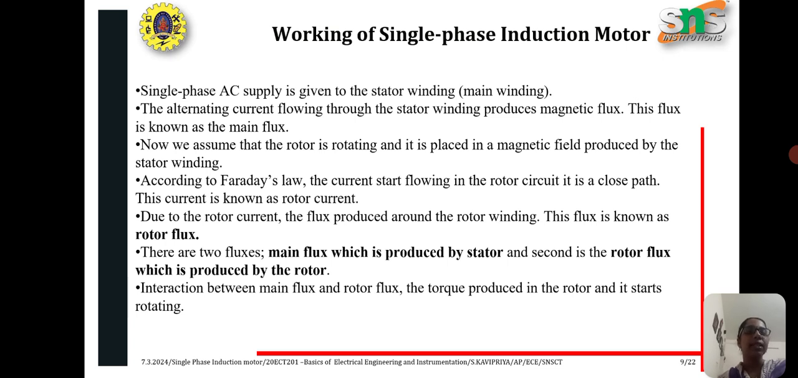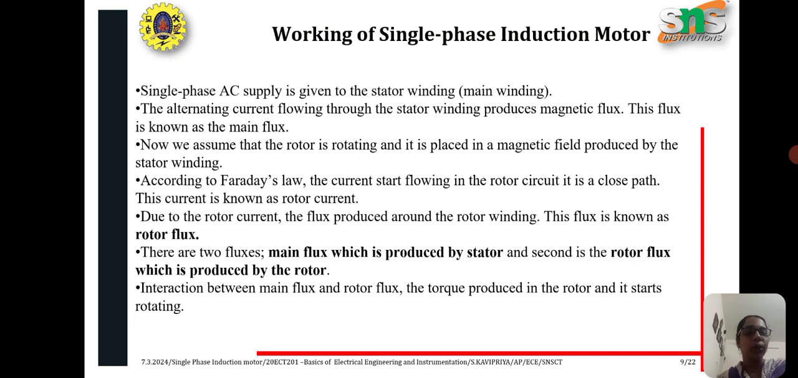And next is the working of a single phase induction motor. Single phase AC supply is given to the stator winding. The alternating current flowing through the stator winding produces a magnetic flux. This flux we call the main flux. We assume that the rotor is placed in the magnetic field produced by the stator winding. So according to Faraday's law, current starts flowing in the closed rotor circuit. We call it the rotor current.